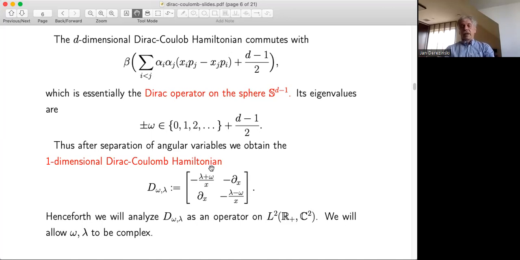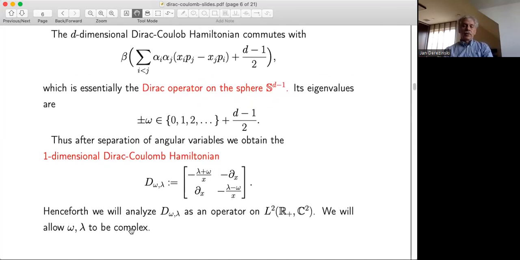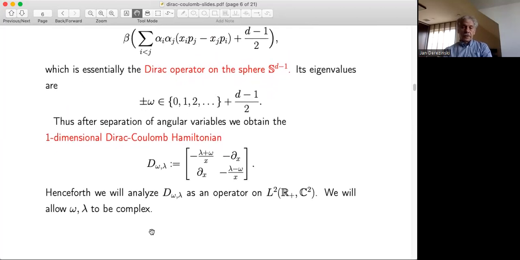Please interrupt me if you have any questions. I mean, the talk is meant to be understandable 100%. So if there is anything which is not clear, please interrupt me. We will actually allow omega and lambda to be complex. This is not very important. I mean, certainly for physical applications, omega and lambda are usually real.